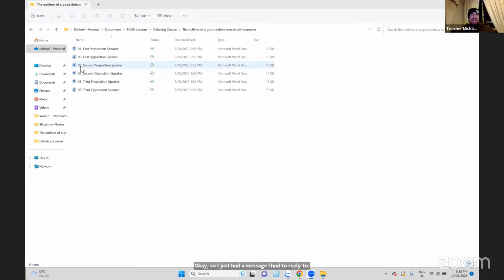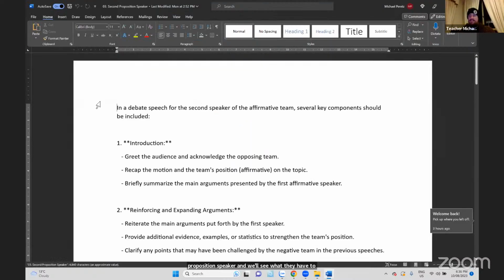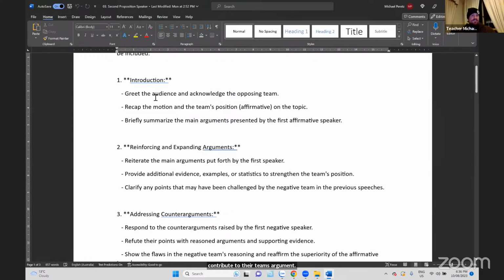we'll check out the arguments of the second proposition speaker, and we'll see what they have to contribute to their team's argument. So again, with the introduction, greet everybody, acknowledge everybody, be respectful, remind everybody about the motion and our team's position as the affirmative team. And then we need to briefly remind everybody about the main arguments that our first speaker made.